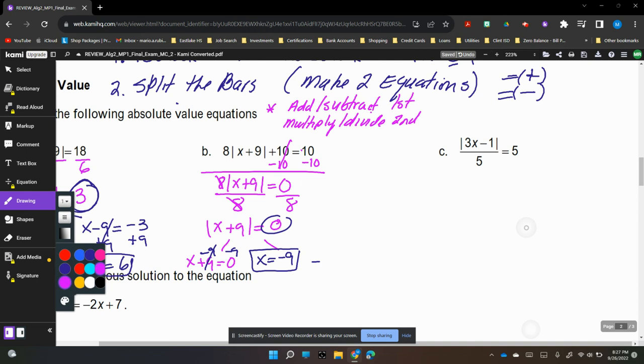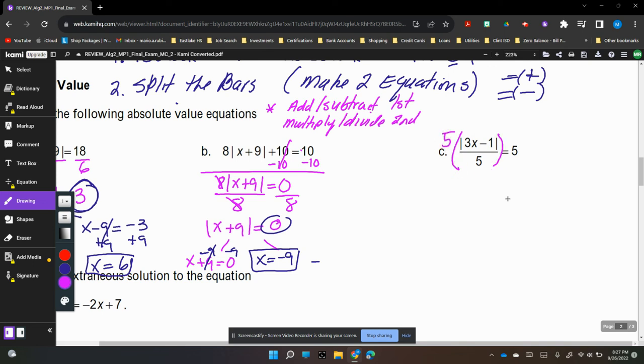Let's look at the last one very quickly. So I don't have any addition or subtraction here on this problem, but I am dividing by 5. So in order to cancel that 5, I'm going to multiply everything up here by 5. So I can cancel those two. Then I have to multiply the other side by 5. I'm left with 3x minus 1 equals 25.